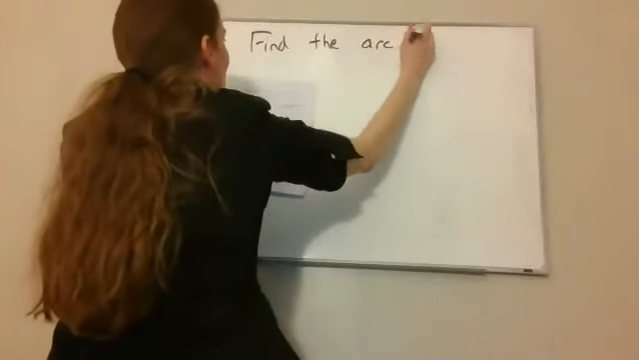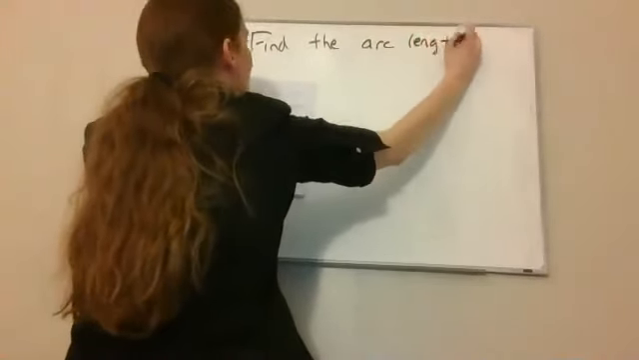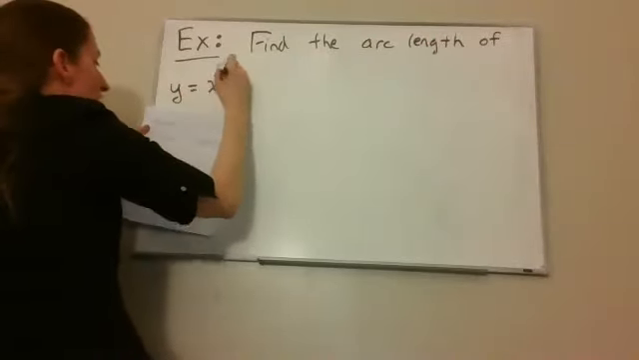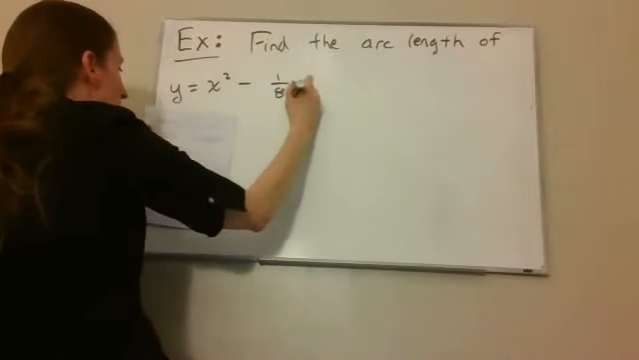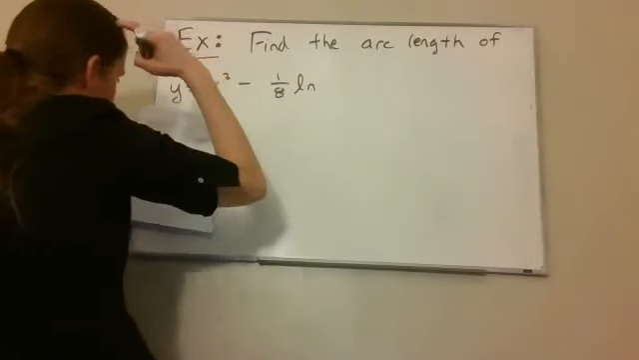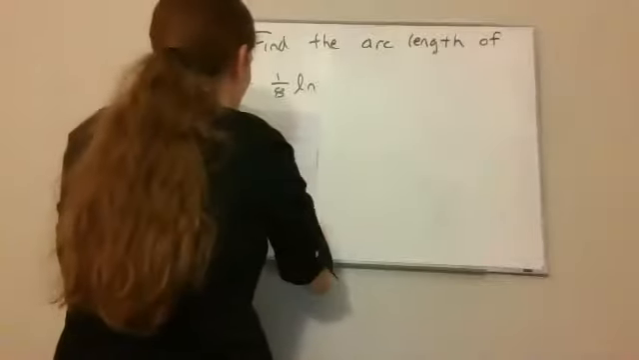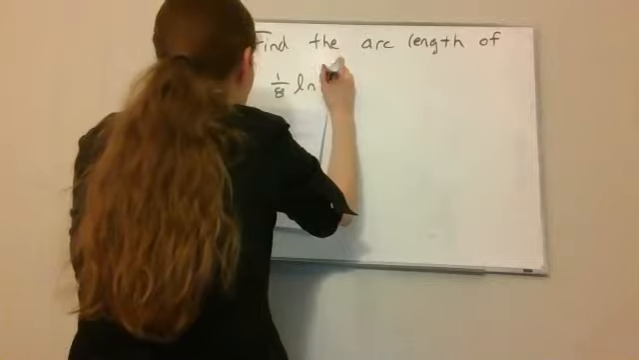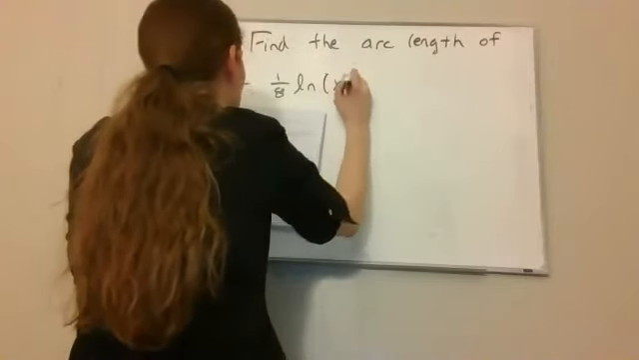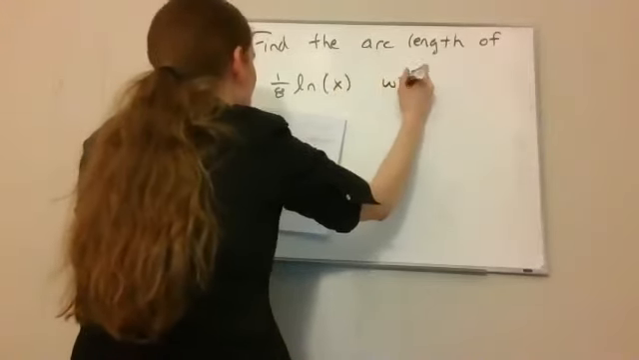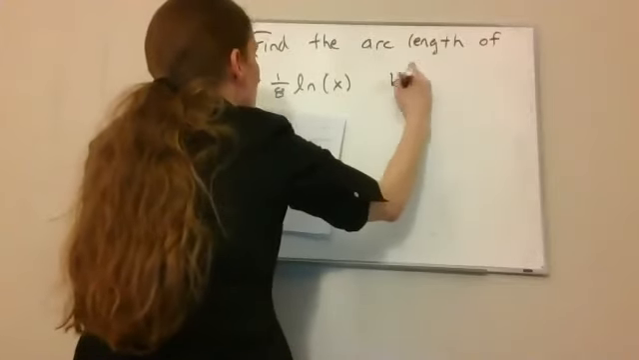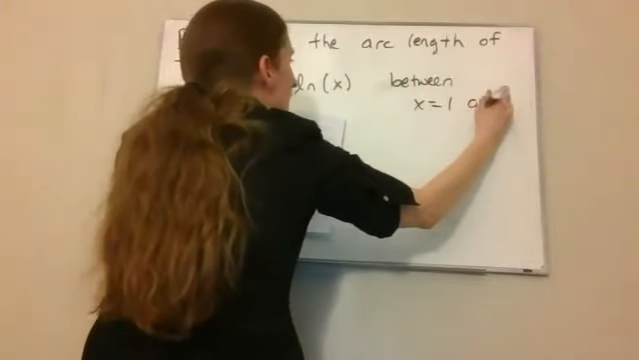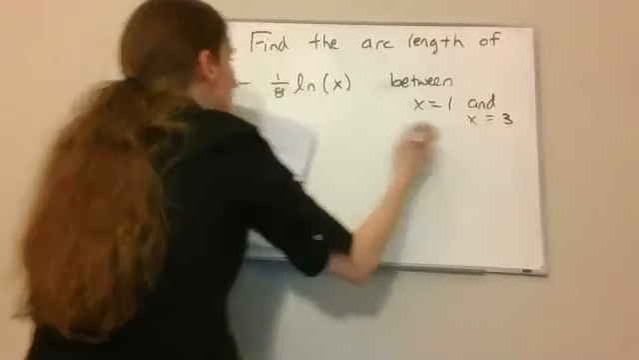Let's find the arc length of the curve y equals x squared minus 1/8 natural log of x, between x equals 1 and x equals 3.